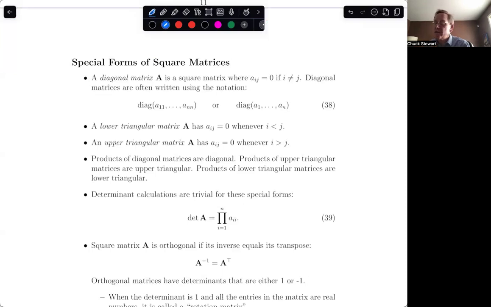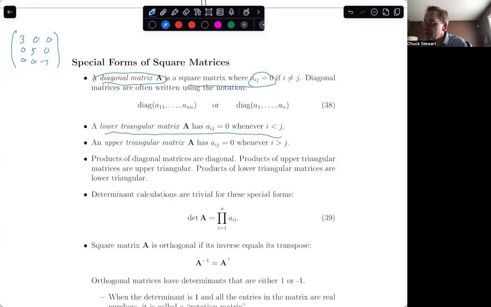Okay, so special forms of square matrices. A diagonal matrix A is a square matrix where the off diagonal values are 0. So here's a simple example: 3, 5, minus 7, 0, 0, 0, 0, 0, 0. That's a diagonal. So a lower triangular matrix has Aij equals 0 whenever the row is less than the column.